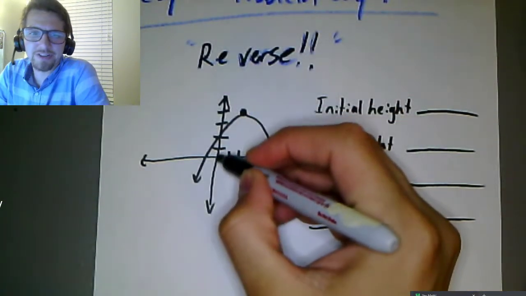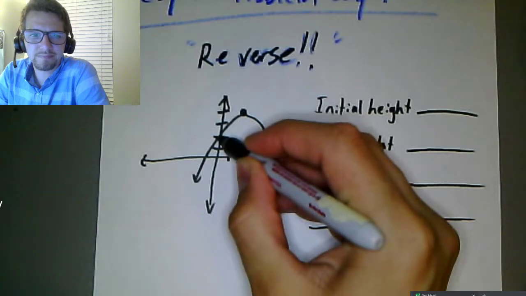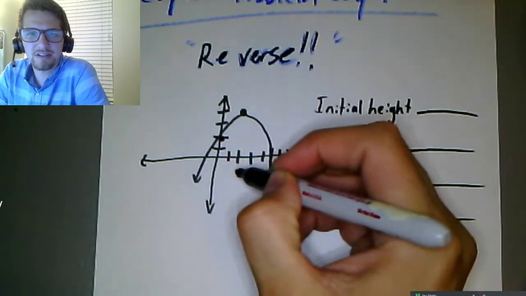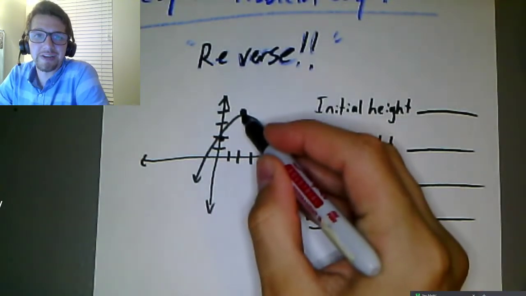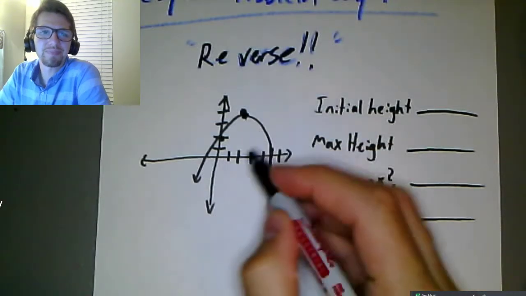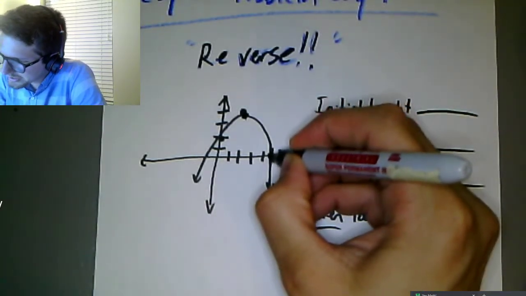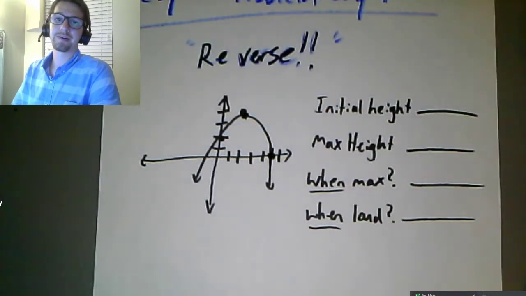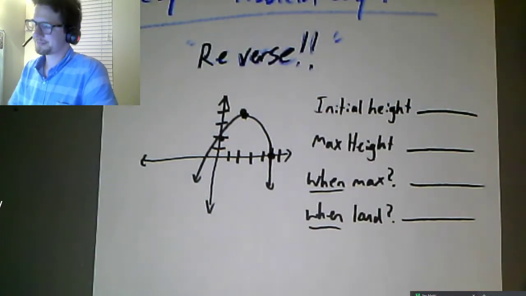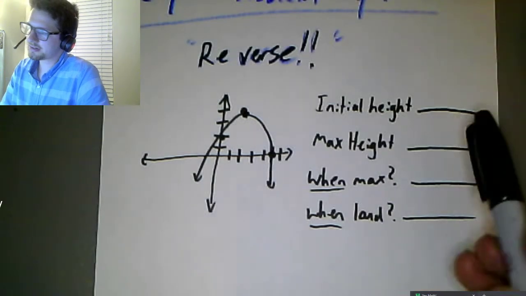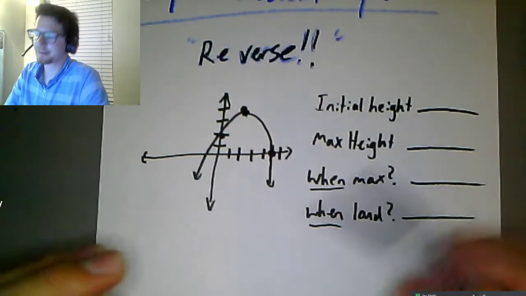So where does my y-intercept look like it is here? It looks like it's right there. Where's my vertex? I already drew that point. So it looks like it's right there. And where is my x-intercept? Looks like it's right about there. And we know these numbers are fairly close. So what was my initial height? What does it look like?